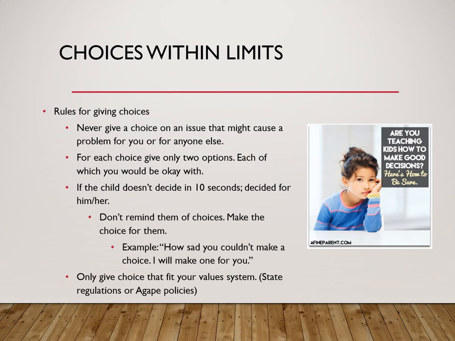So we talked about not reminding them of the choices and then making the choice for them if they don't choose. And then just the example of, "I'm sad you couldn't make the choice, I will have to make one for you." And giving children choices fitting in your value system. Sorry, I want to make sure I covered all the points I had.